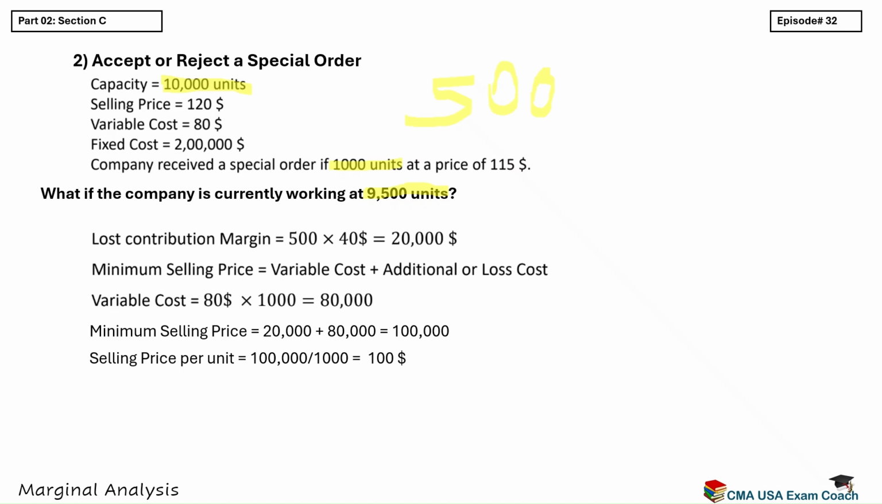So in this mixed capacity scenario, the company should not accept any price below $100 per unit for the special order. If the customer is willing to pay $100 or more, then the company can go ahead. If the offer is lower, it will lead to a loss in overall profit. So finally, the answer is, the minimum selling price should be $100 per unit and accept the order.